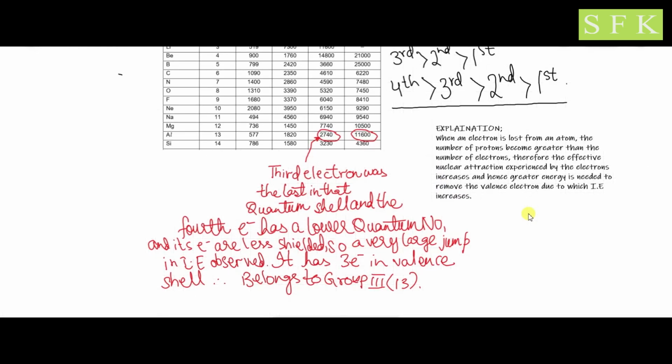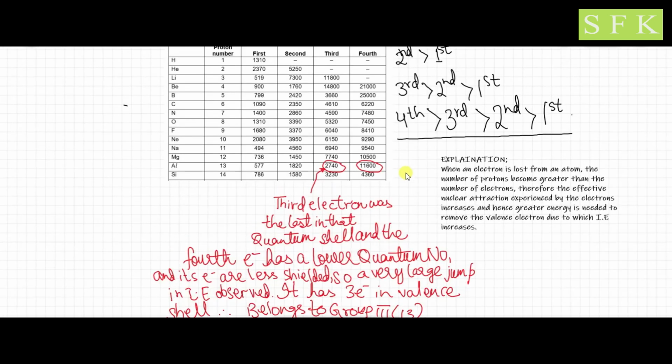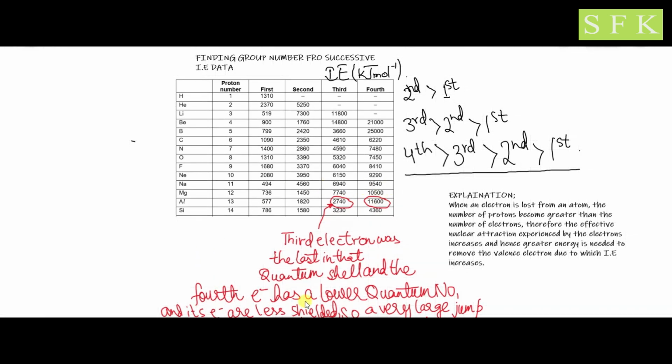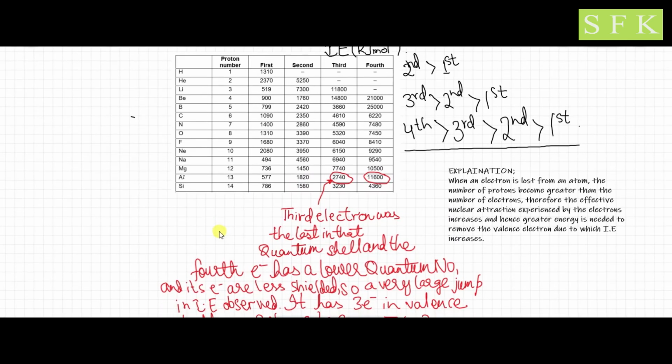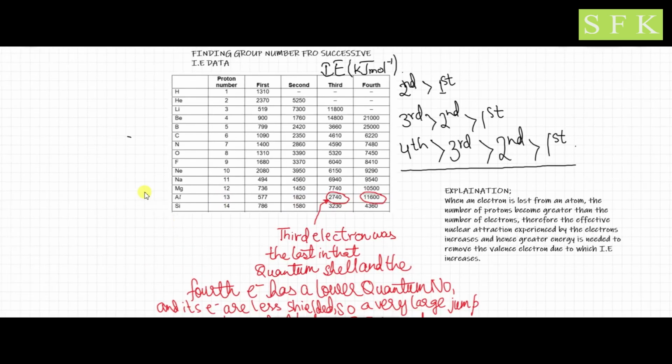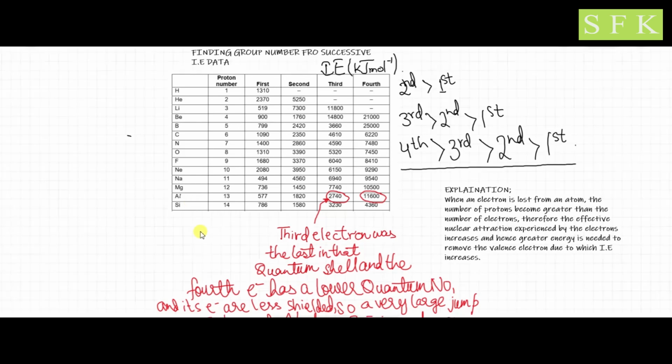Now the very last part of today's lecture, but let me remind you guys that this is a very important topic in general, and this part of this topic is also the most important because a lot of questions have been asked in the past year papers related to this one. Okay, how to judge the group number from this successive ionization energy data of an element?